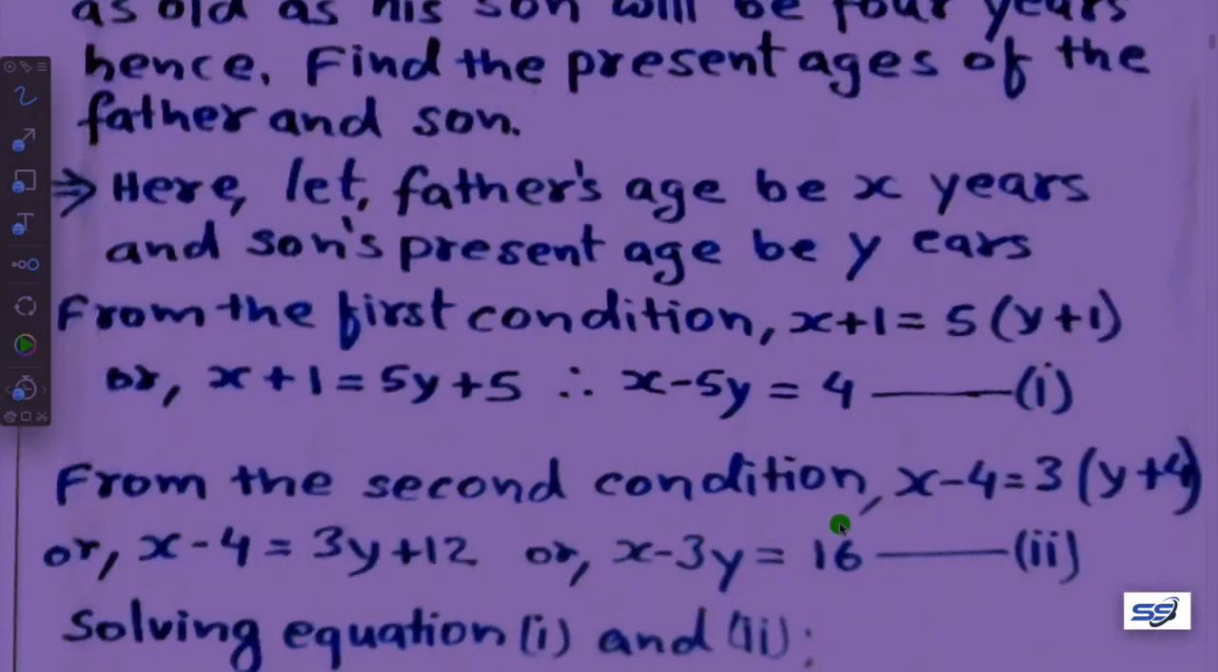From the second condition, see here, it is given that 4 years hence means x minus 4. So x minus 4 equals 3 into y plus 4. Three times as old as the son comes 3 times. So x minus 4 equals 3 into y plus 4.